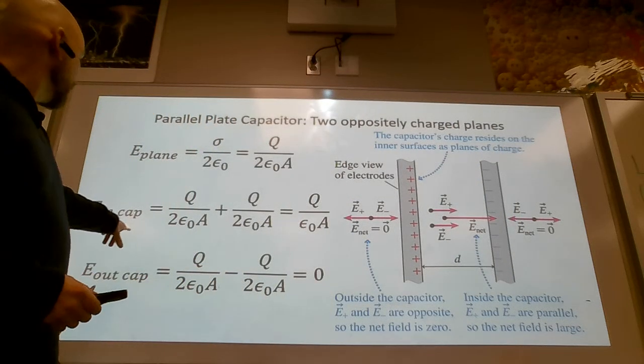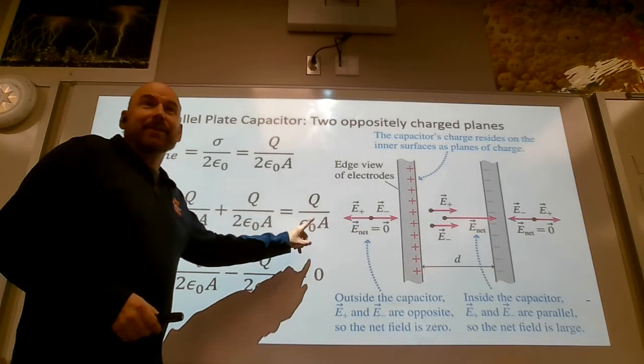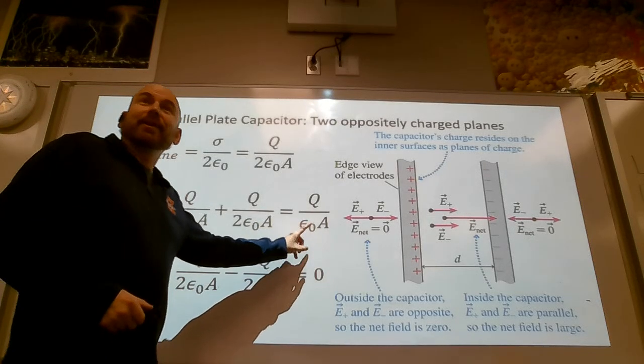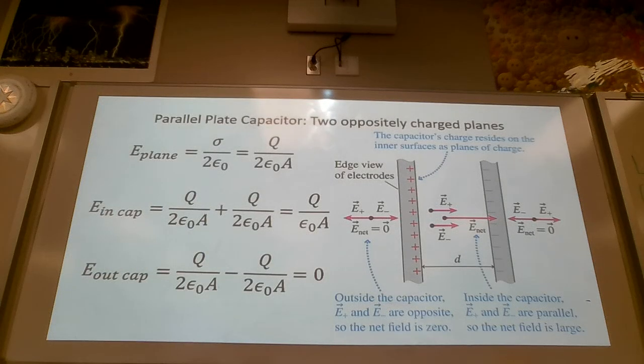And so in the gap, we get this expression. And this is the equation that you had for electric field in a capacitor. And this is why I had you write K as 1 over 4 pi epsilon naught. All right with that? Right.